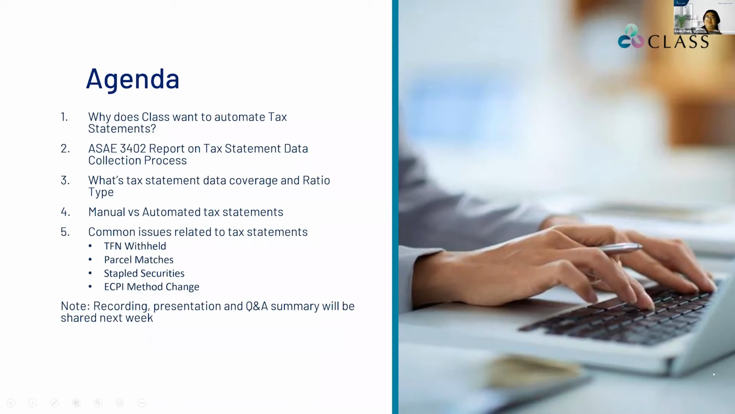Then we'll drill down to the coverage of Class tax statement templates and what we mean by different ratio types. Chris will take over from the 4th item of the agenda, and he will go through a demo of manual versus automated tax statements. Then he will drill into common issues related to tax statement processing. They include TFN withholding, parcel matches, stapled securities, and how to handle ECPI method changes when you're entering tax statements.